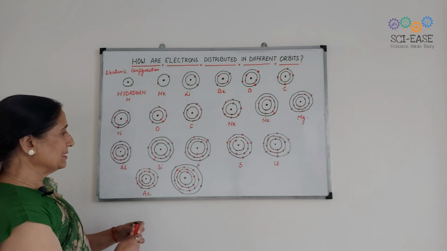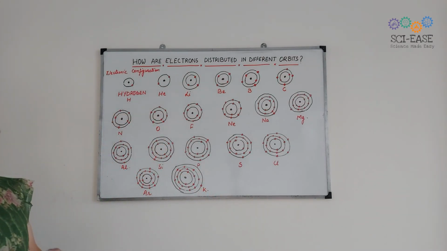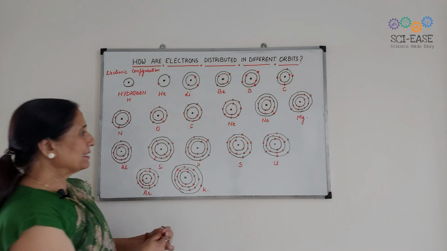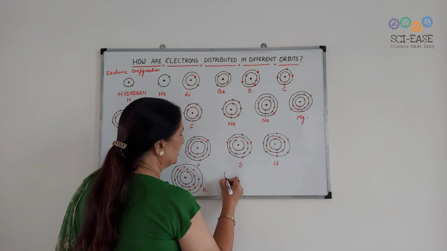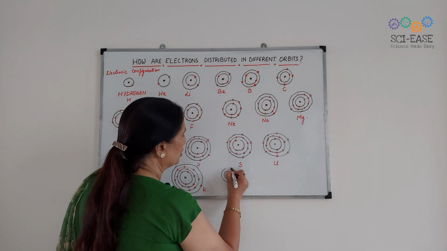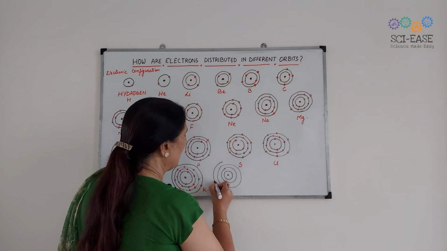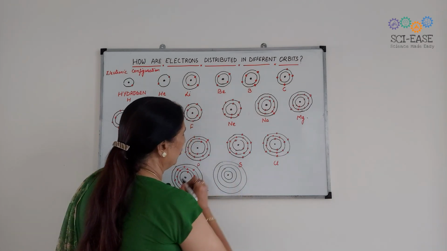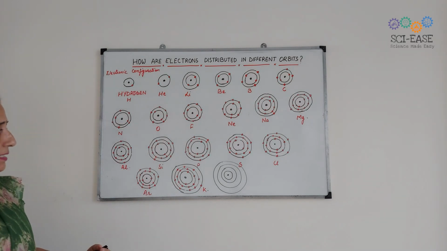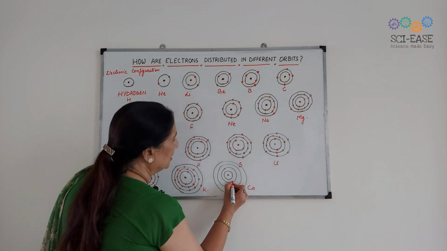So this is the structure of potassium. Then comes calcium. This is 1, 2, 3 and 4. Clear? So this is calcium.